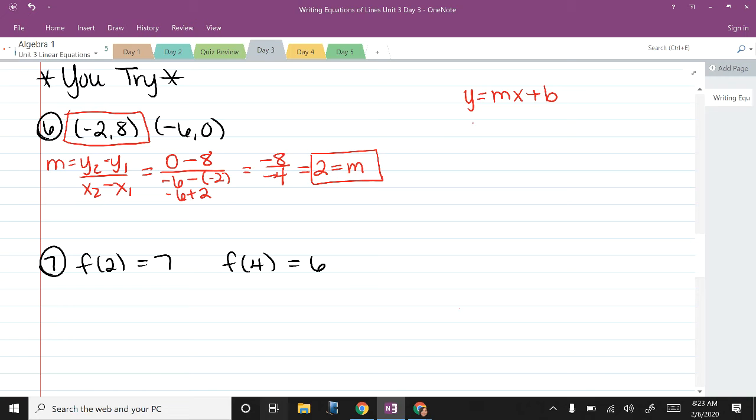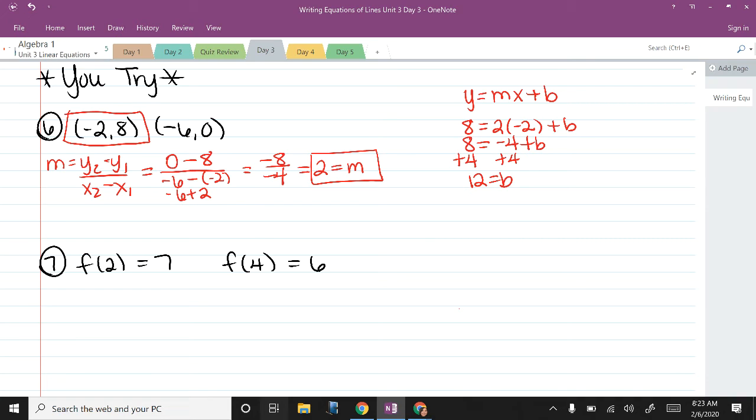So I'm going to say 8 equals 2 times -2 plus B. 8 equals -4 plus B. Add 4 on both sides. I'm getting 12 for B. Did everybody get 12 for B? Anybody not get 12 for B? Who didn't? Somebody didn't get 12. Who didn't get 12?